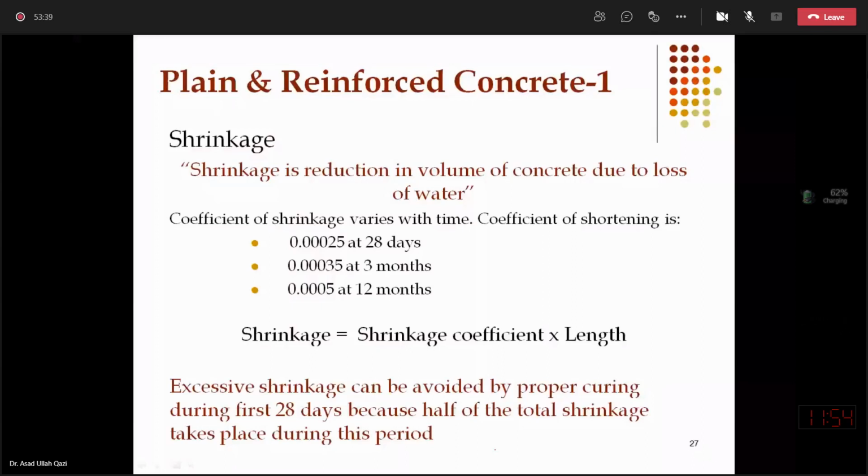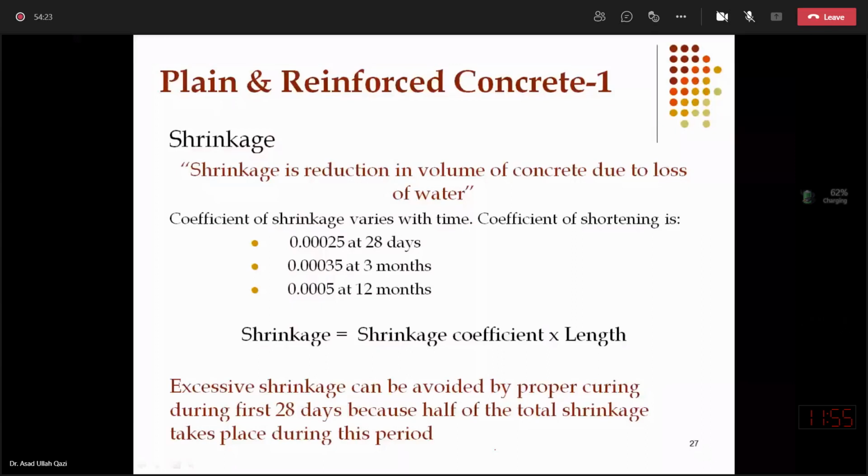Less water and good curing can reduce the shrinkage, but you can't eliminate it. And the coefficient of shrinkage is summarized underneath at various ages, which can be multiplied with the length to estimate the shrinkage. So just for your reference, values are given and you can use them to predict the shrinkage at various ages: 28 days, 3 months, or 12 months.